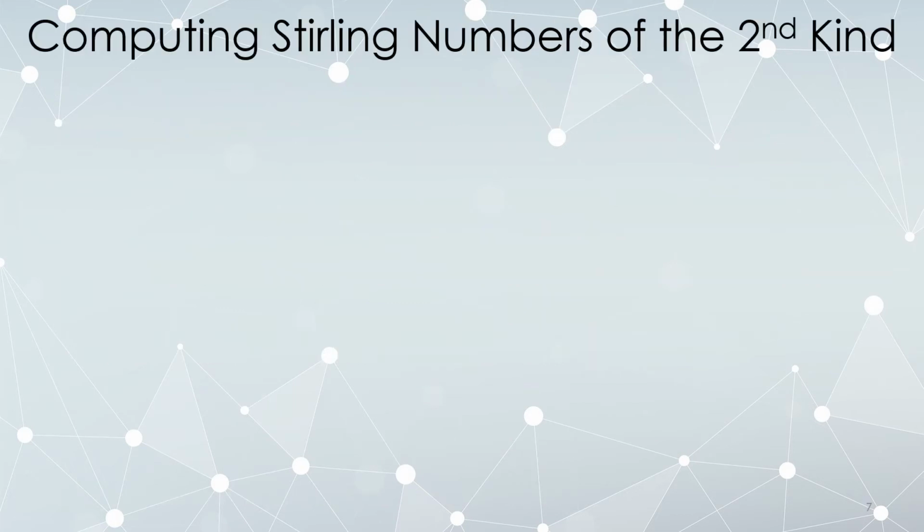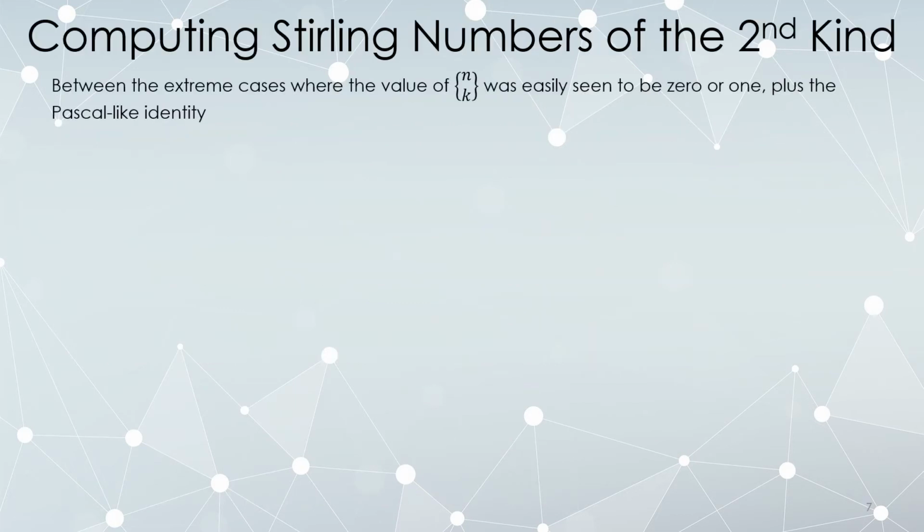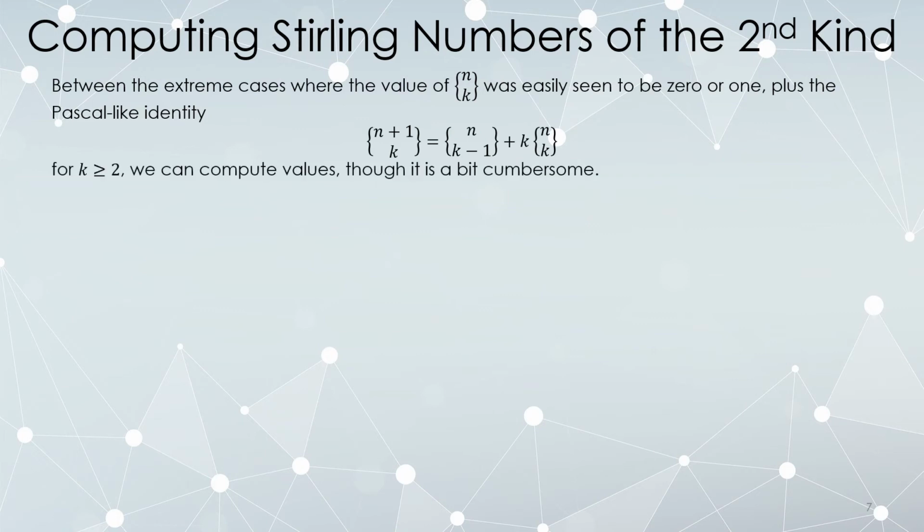So let's compute some. So between the extreme cases where the Stirling number of the second kind was easily seen to be 0 or 1, we combine that with this Pascal-like identity that we derived on the previous slide. Now we're going to compute some values, although I'll admit it does take a bit of work. So for example, let's try to compute the Stirling number of the second kind 5 over 3. If I have a set with 5 elements and I want to partition it into 3 non-empty subsets, how many ways can I do that?